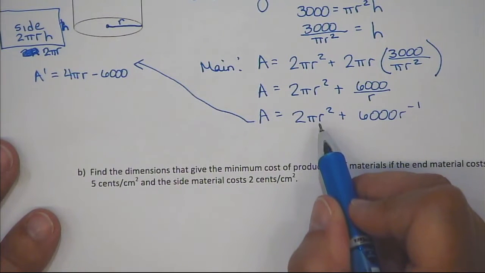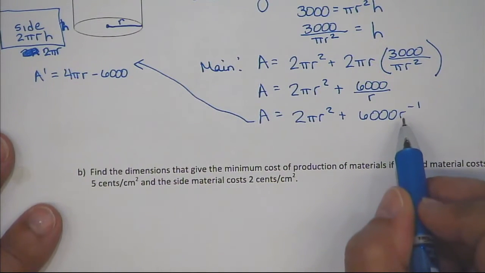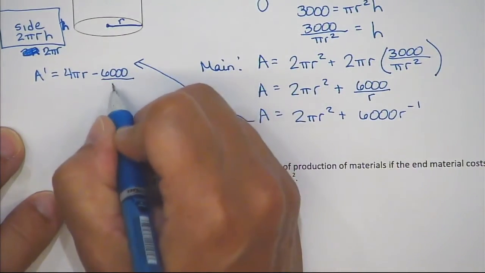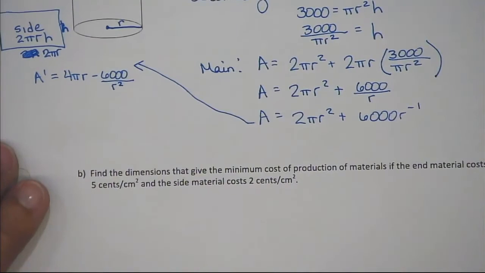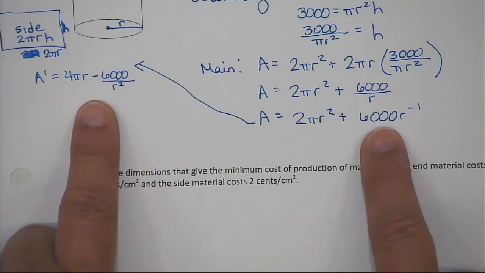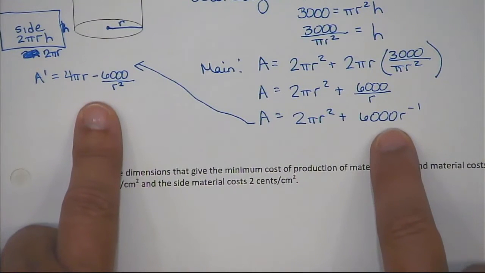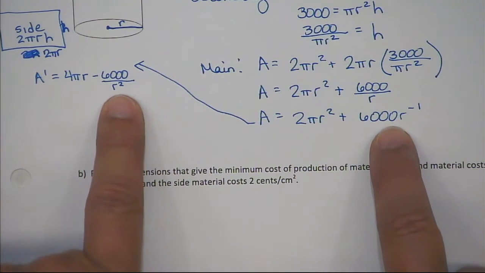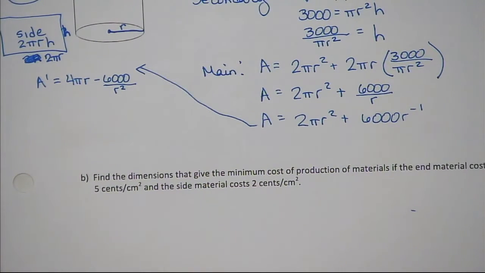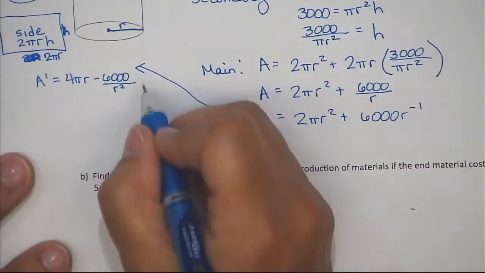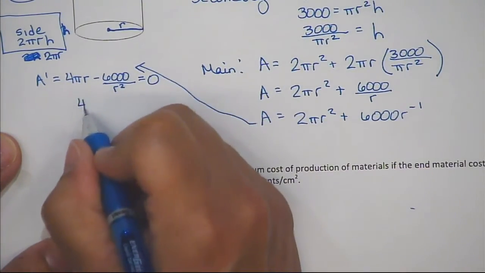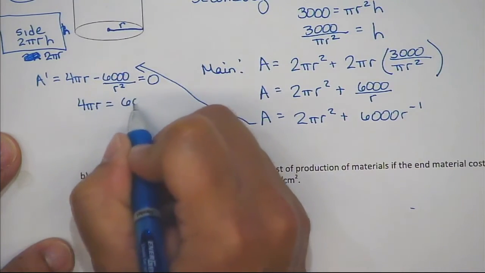All right, so this would be 6,000 r to the negative 2, right? So I'm going to put the r squared back in the bottom because I got to solve that. So write it like that. So 4 pi r is the derivative of the first term. This is negative 6,000 r to the negative 2, and I just put r squared back in the bottom. Because now I got to set that equal to 0 and solve it. All right, so if we set it equal to 0, I'm just going to take that negative term and move it over to the other side. Make it positive.